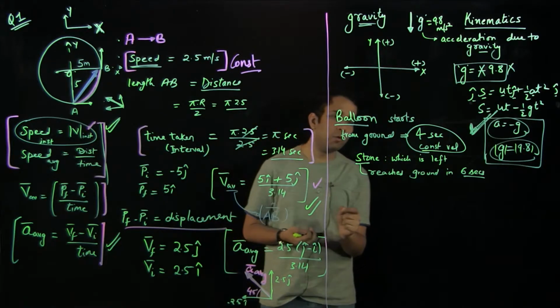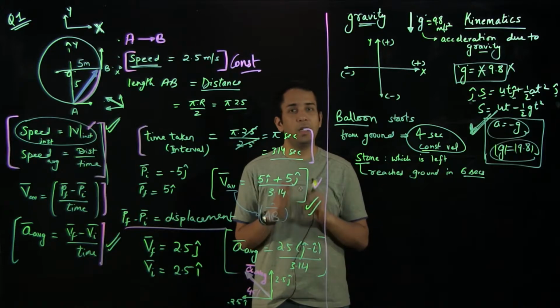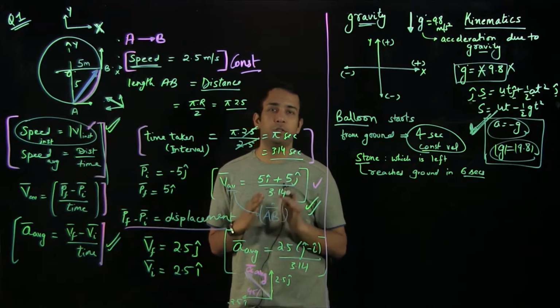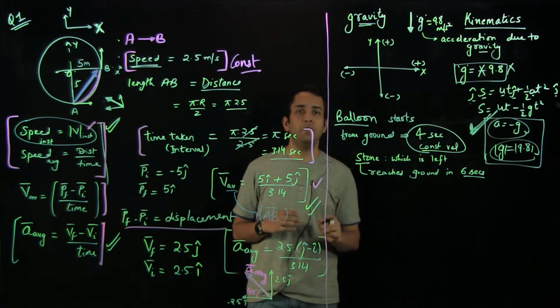One important thing to note is that because the stone was coming down and was hitting the ground, it does not mean that the final velocity of the stone was 0, because the stone hit the ground with a certain velocity which we don't know about.